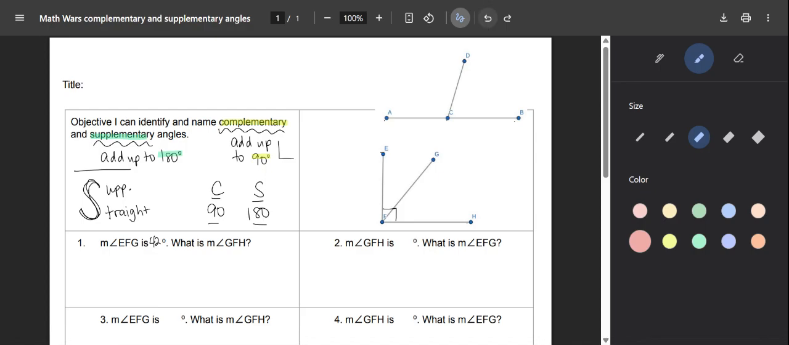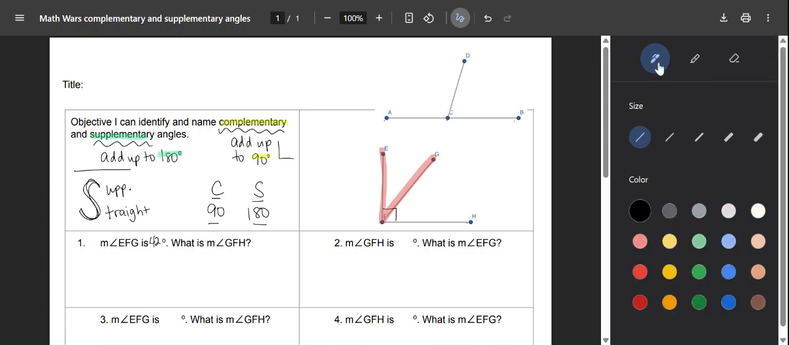Okay, number one says that the measure of angle EFG, that is this angle, is 42 degrees. We need to find the measure of angle GFH. So we know this is 42, and we need to find this. Well, we know that 42 plus something equals 90 because EFH is a 90-degree angle. So we can solve this like a one-step equation. That tells us x is equal to 48, so we would say the measure of angle GFH equals 48 degrees.